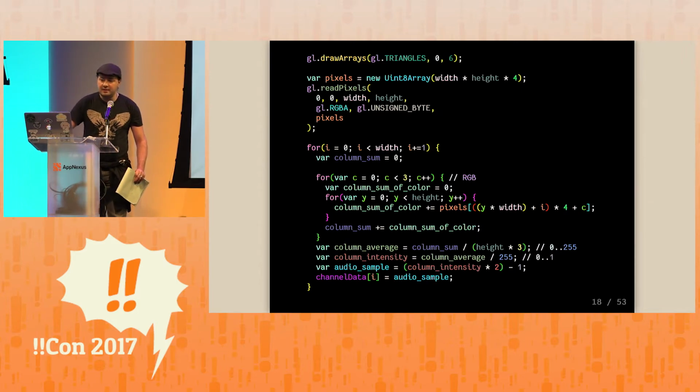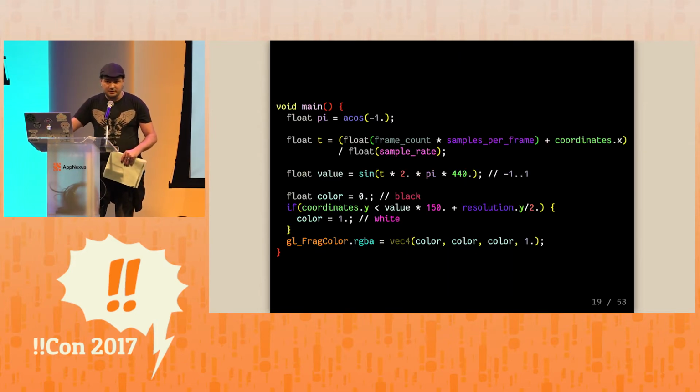And so I wrote code that does that. This is the whole thing. It writes a frame of GL, reads the pixels off the graphics card back into main memory. That's actually kind of slow. It iterates over the columns, summing them up. I'm just adding RGB together to get grayscale. Some algebra to scale it because it's integers versus floating point.